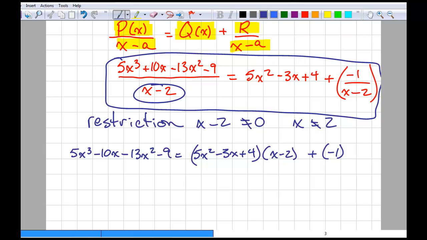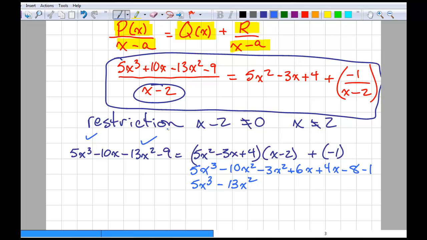So let's check that out. 5x squared times x is 5x cubed. 5x squared times -2 is -10x squared. 5x cubed stays the same. There's no like terms there. -10x squared minus 3x squared is -13x squared.